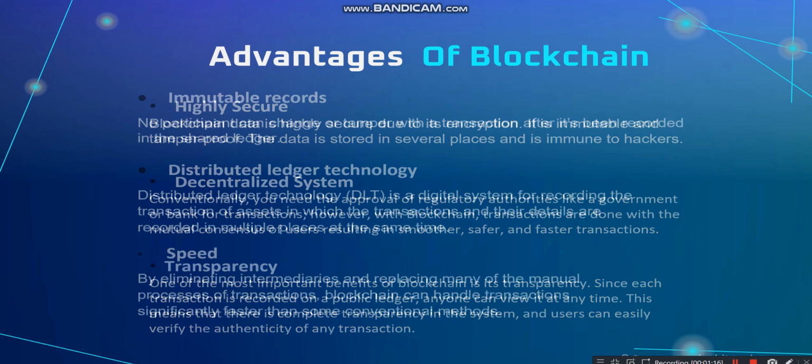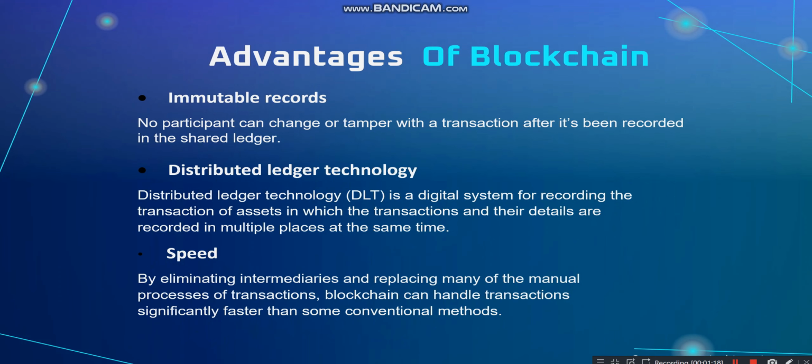Next is immutable record, that you can't change or manipulate the data. Next is distributed ledger, like there are multiple copies of the data made and it is recorded in every computer at the same time. Next is speed. By removing the third parties, you can do the transaction very fast.